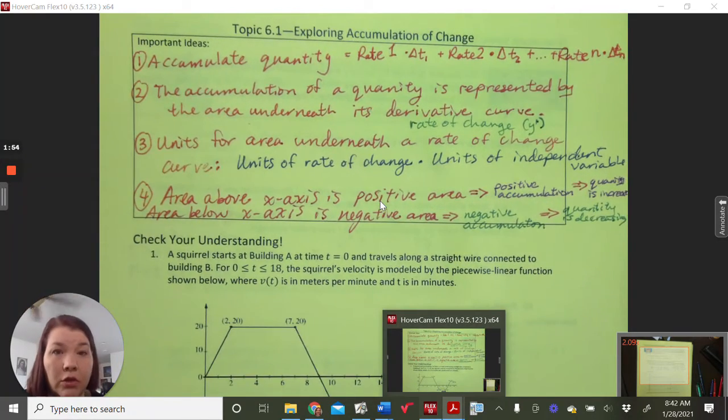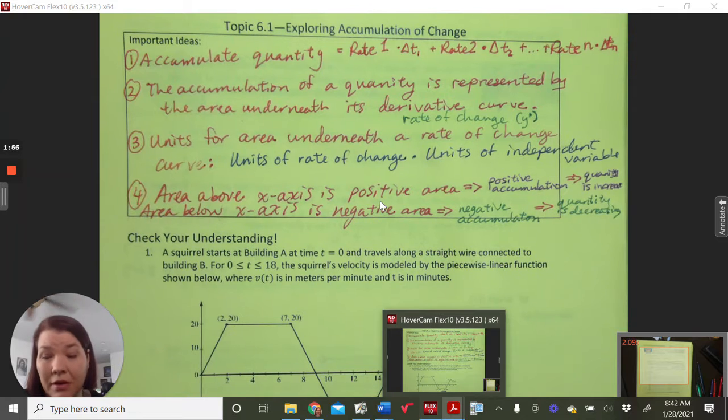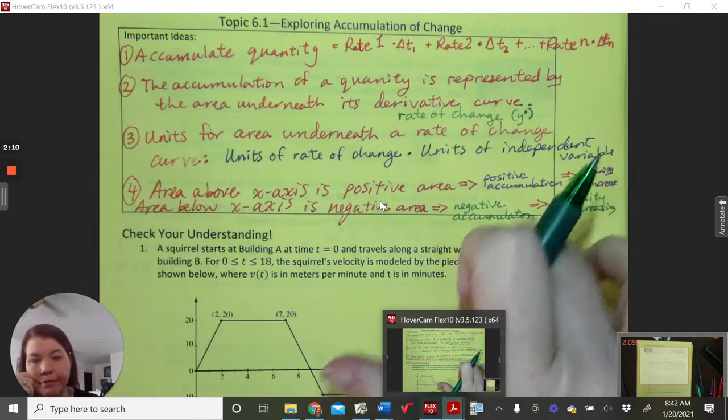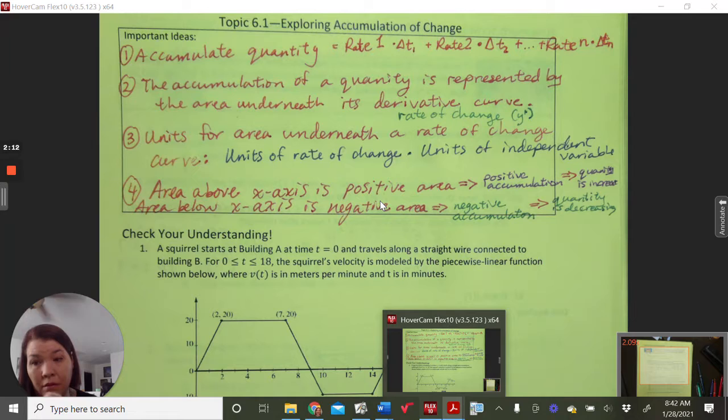But this is accumulation. So accumulation just means how much is there. So if they ever ask you, well, how many, there have been some weird questions, like how many people have taken an escalator? How many bananas have been sold? It's a big deal. It's really easy, but it's a big deal.